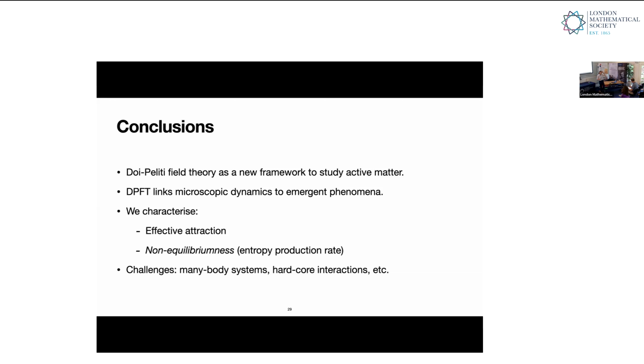So this field theory links the microscopic dynamics with emergent phenomena. Here I showed the cases of tumbling, drift, and also pairwise interaction. But there are other types of interactions or reactions that we can include. We can have birth and death, coagulation, and others. We used this in these examples to characterize effective attraction and to calculate the entropy production rate.